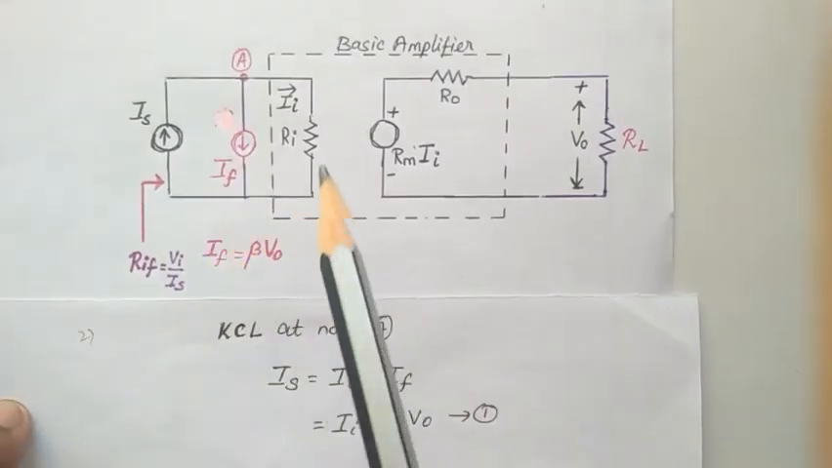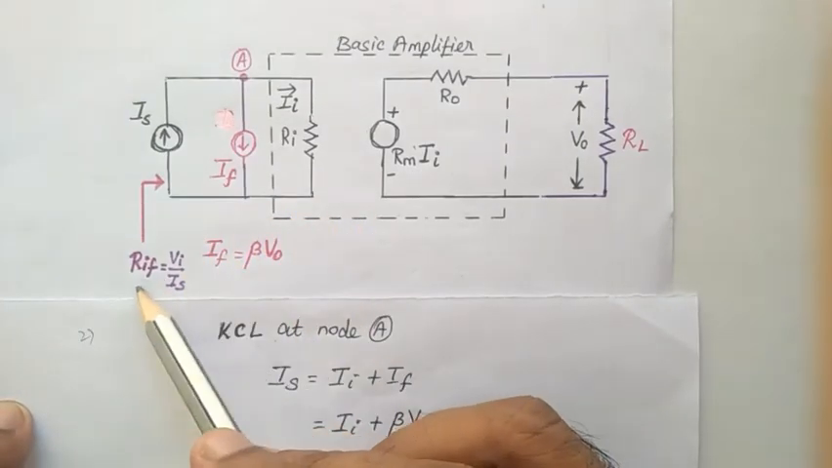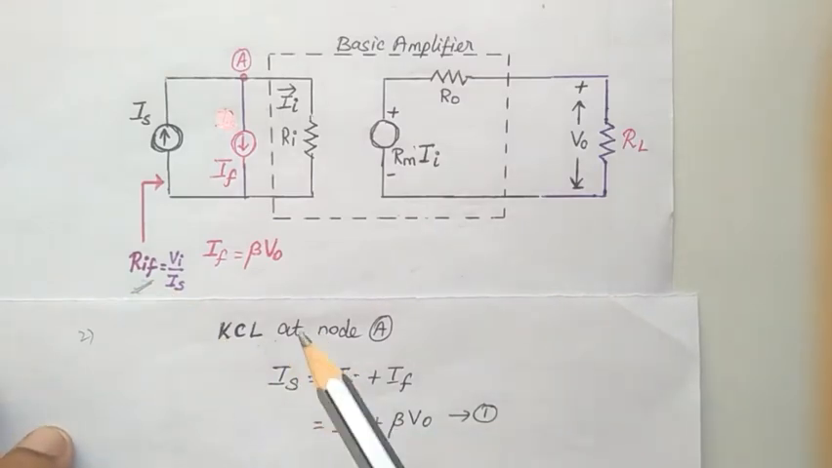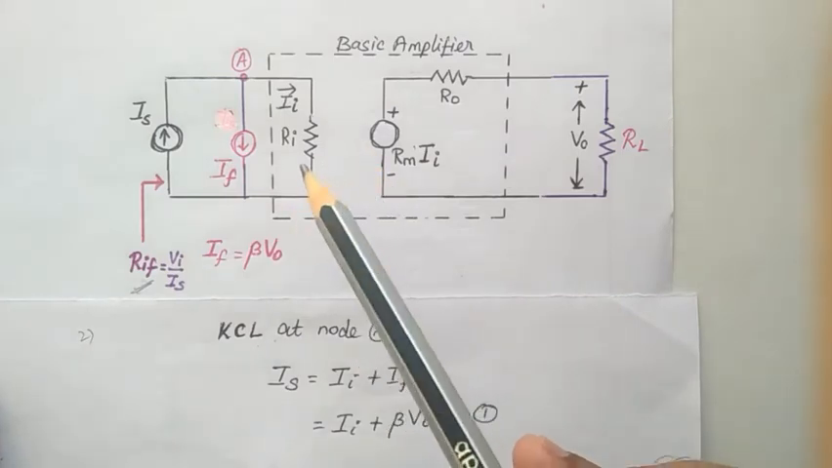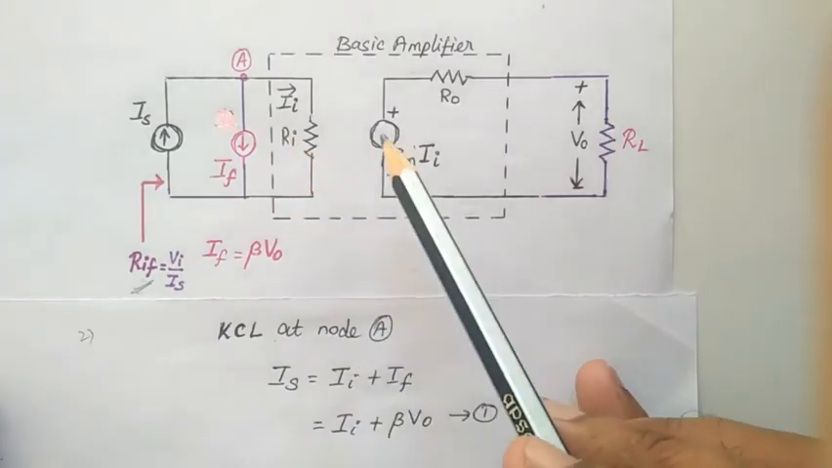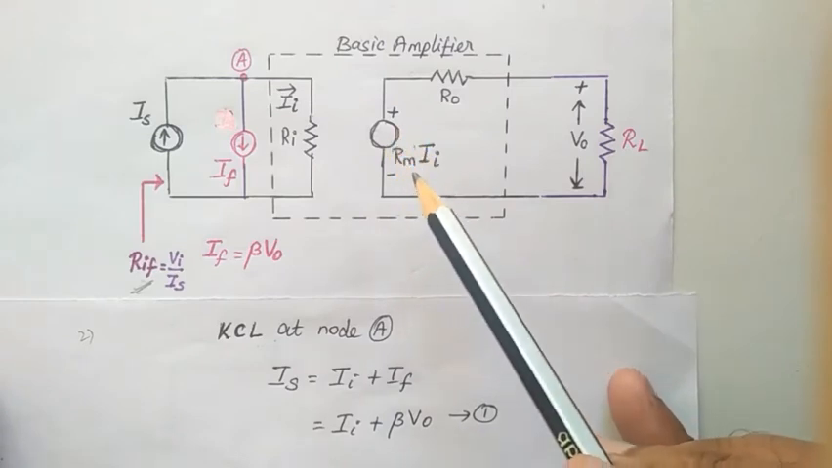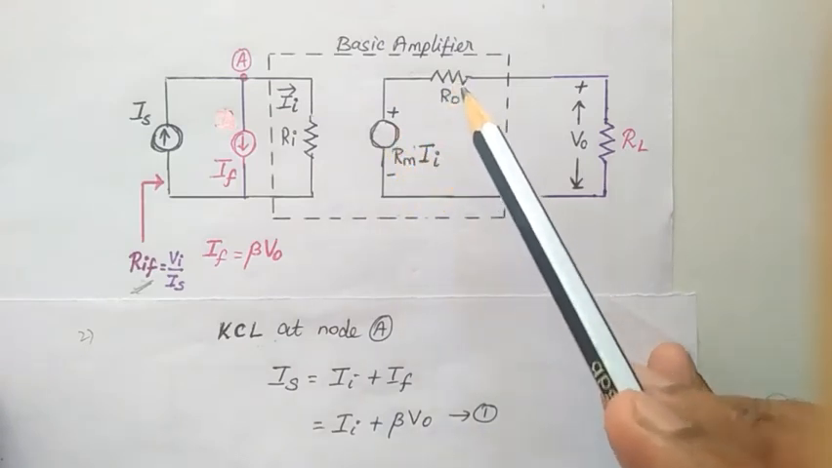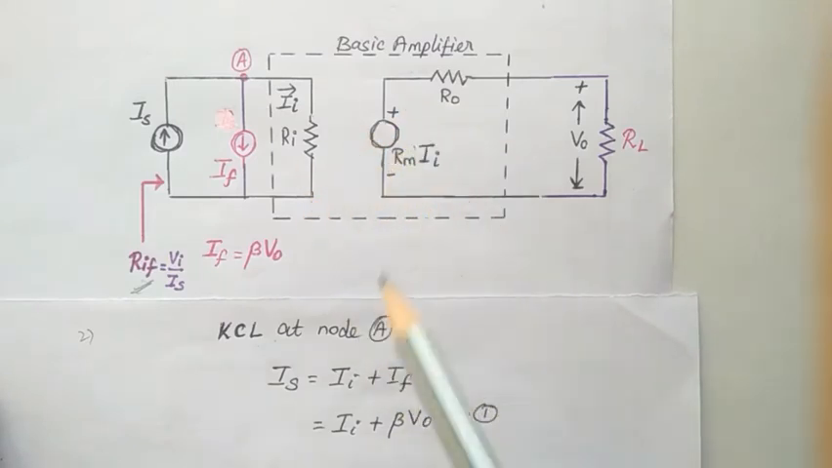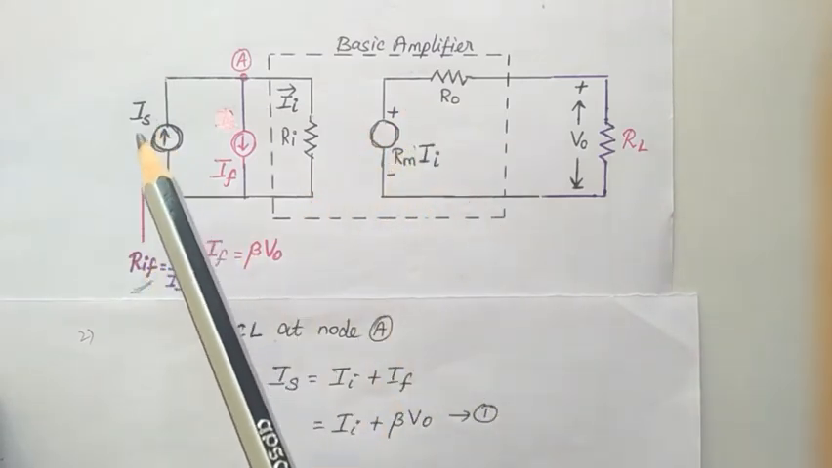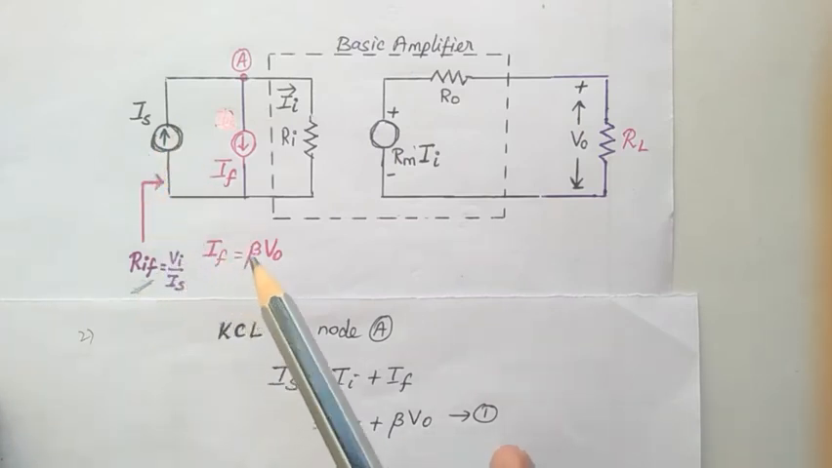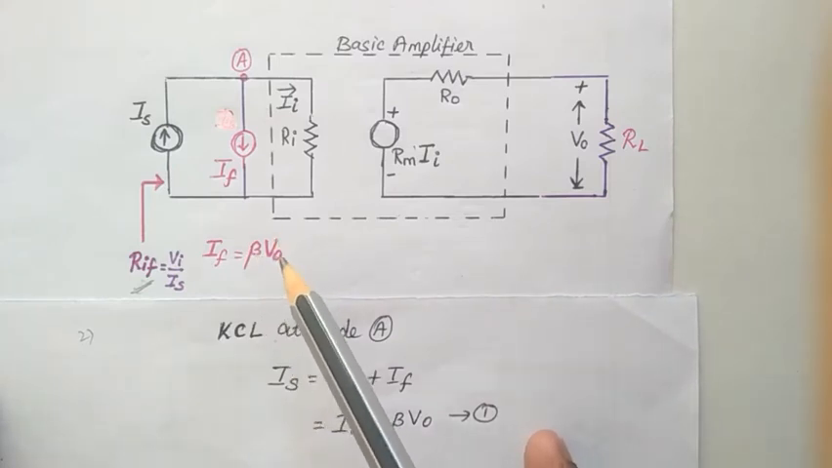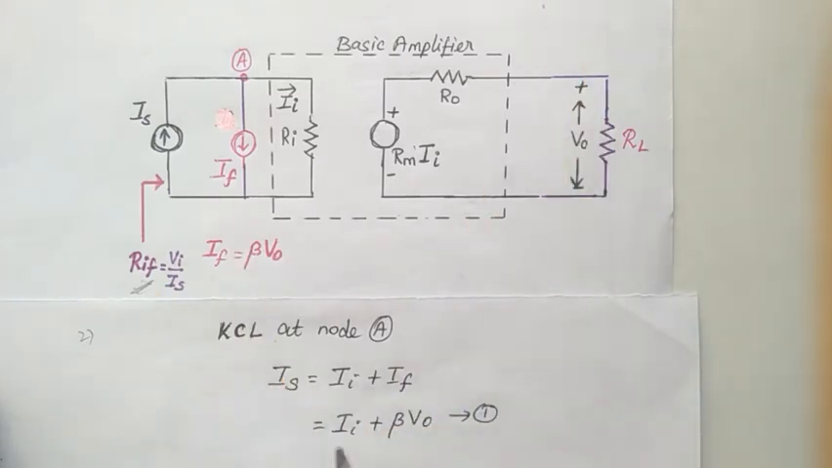Now we start deriving the input resistance RIF. For that, the steps we described are: first, we have to draw the equivalent circuit. The equivalent circuit includes the input resistance Ri, the output transfer voltage Rm Ii, and the output resistance Ro. All these we have to include in this diagram. Similarly, in the Is part, the source part, we have to mention RIF is equal to Vi by Is. If is nothing but beta, where beta is the gain of the feedback network, times the sampled voltage V0. These are the things we have to include in the diagram.